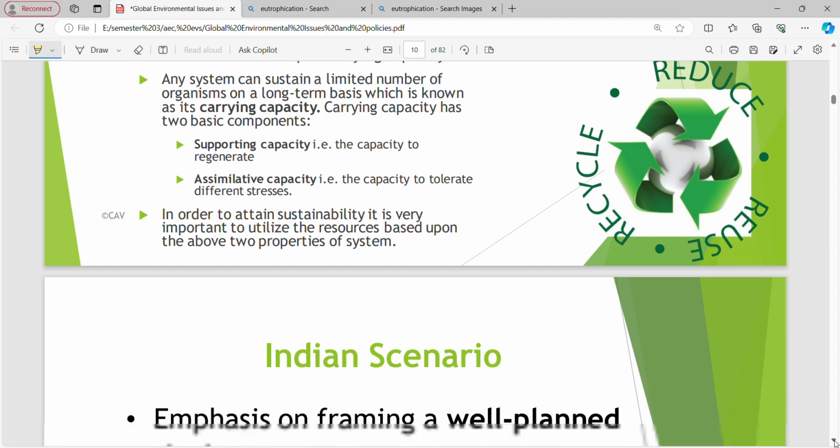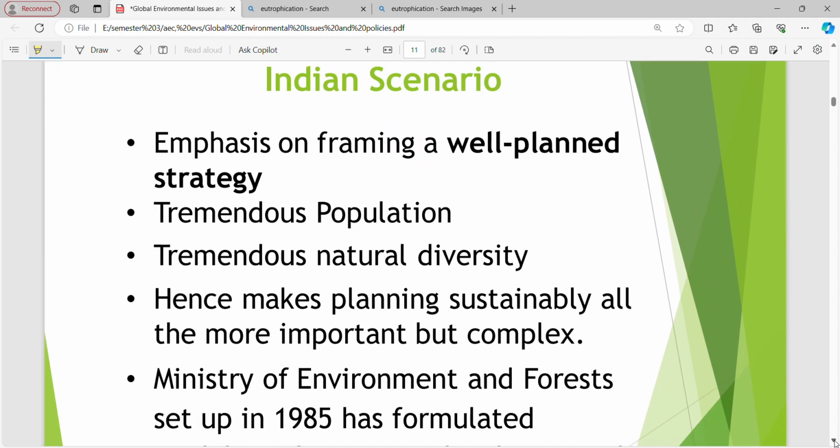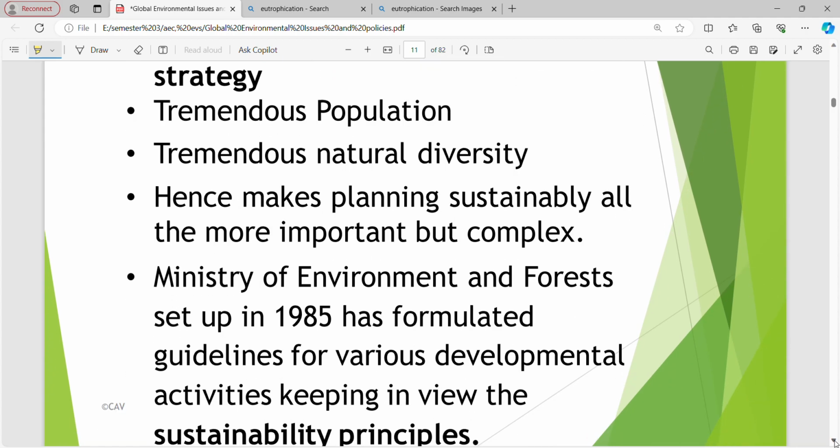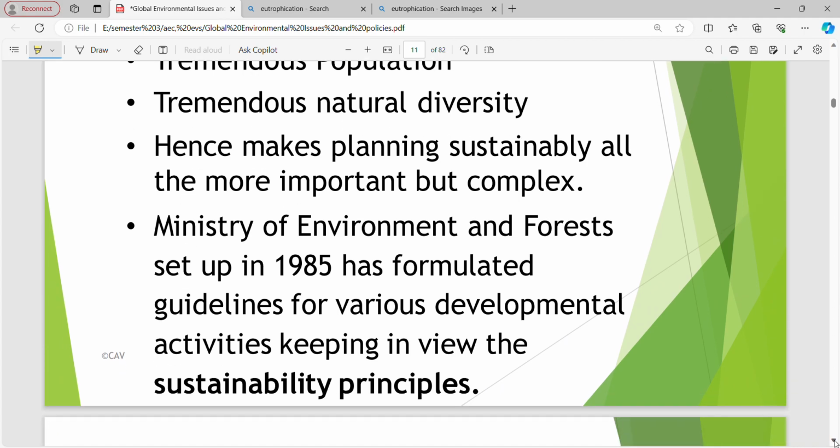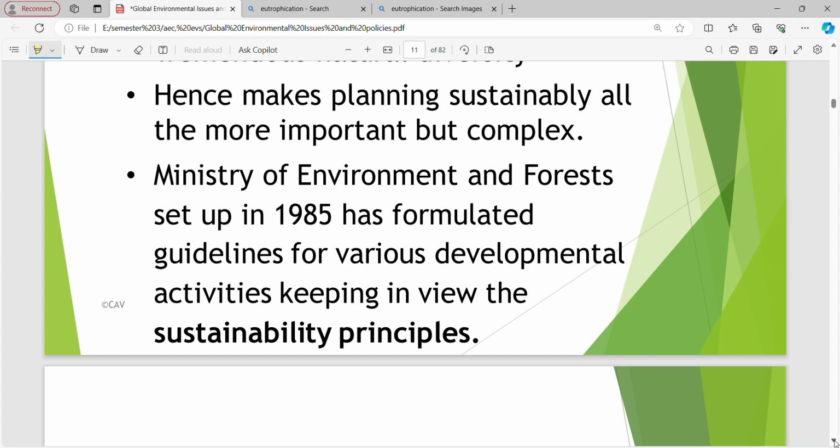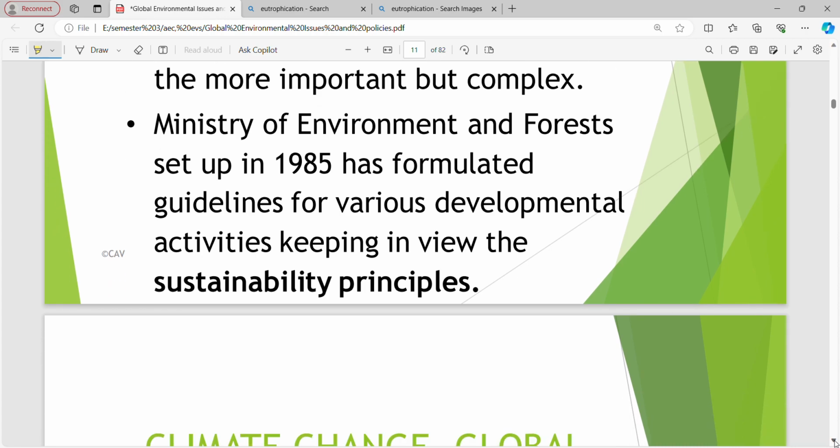Okay. So next is the Indian scenario. We are coming to the Indian scenario. Situation in India: emphasis on framing a well-planned strategy. Tremendous population and tremendous natural diversity make planning sustainably more complex. So it is hard to have a sustainable plan in India. The Ministry of Environment and Forest, set up in 1985, has formulated guidelines for various developmental activities keeping in view these sustainable principles.